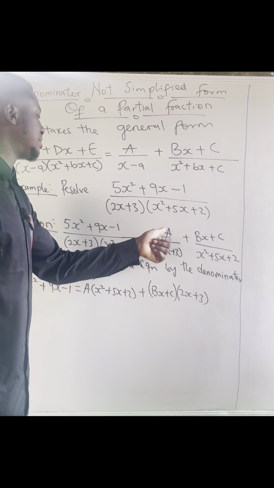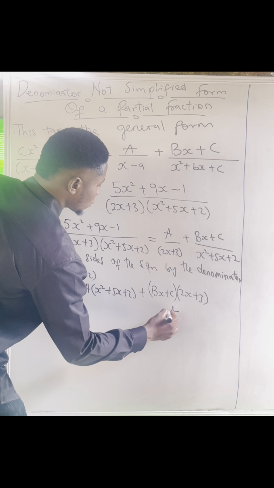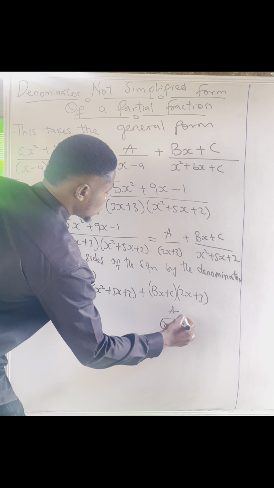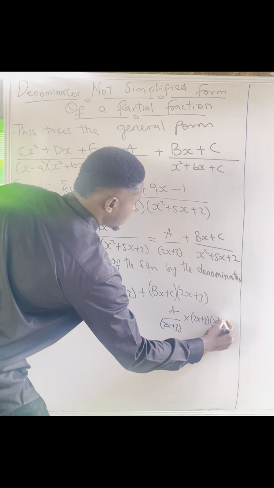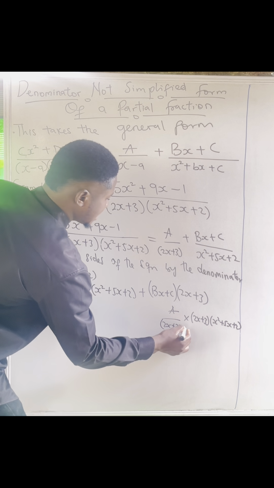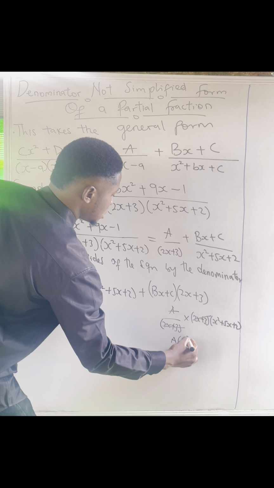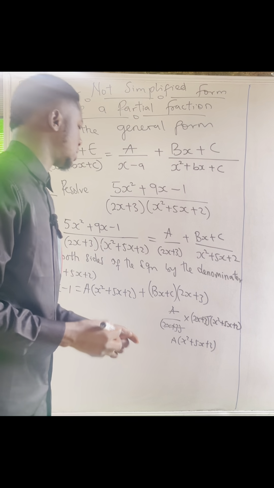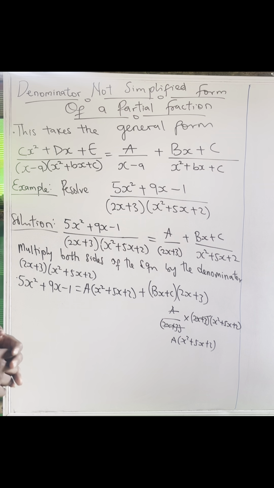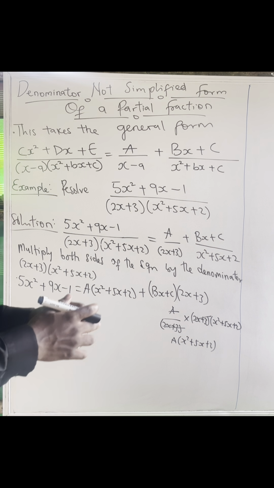And also if I should multiply this A over 2x plus 3, let me just show you here. If I multiply A over 2x plus 3 by 2x plus 3 times x squared plus 5x plus 2, this cancels this, so it's going to remain A times this. So that was how we got this point. So now the next thing we are going to do is that we are going to get the value of A, the value of b, and also the value of c. But how are we going to get the value of A, the value of b, the value of c?